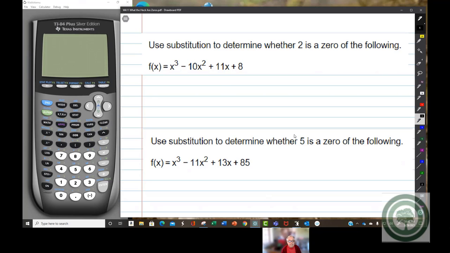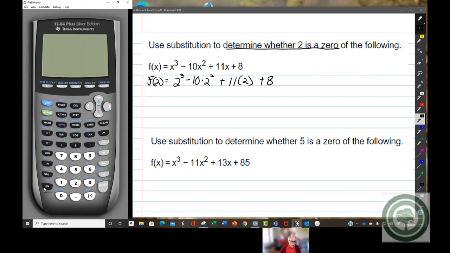Well, okay. We're being asked to determine whether two is a zero of the following function f of x. Well, here's how you find out. You take f of two, which is code for putting two in for every x. Two to the third minus 10 times two squared plus 11 times two plus eight. You can do this by hand if you want, or you can do it on your calculator.